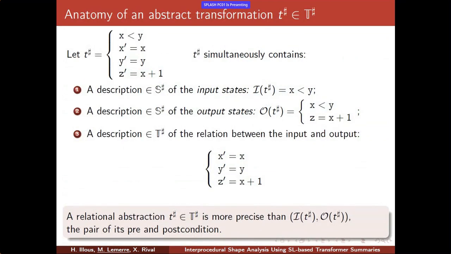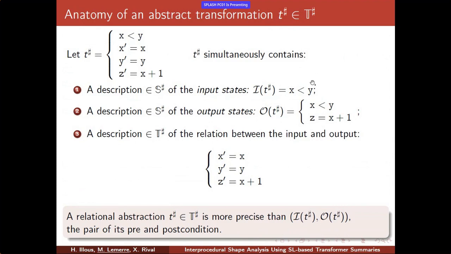Okay, so let's dig down on what this abstract transformation really means. I take the same abstract transformation that I showed you, and what must be understood is that there are three different components hidden inside this abstract transformation. The first is that it includes a description of the input state. From these relations, you can derive that initially you had x smaller than y. So it contains the input state. But it also contains output states.